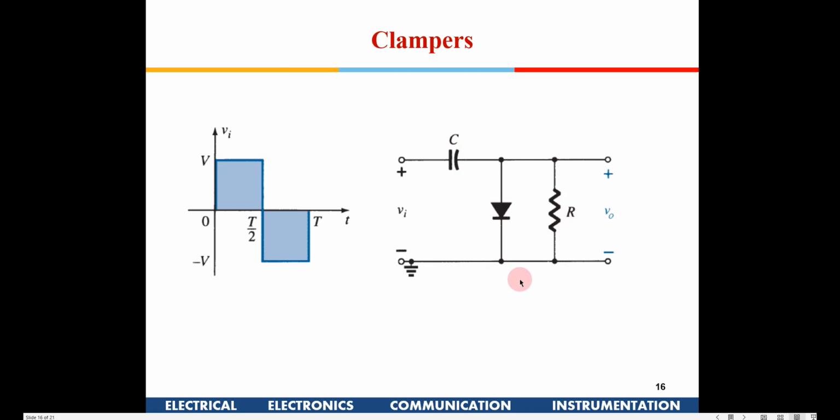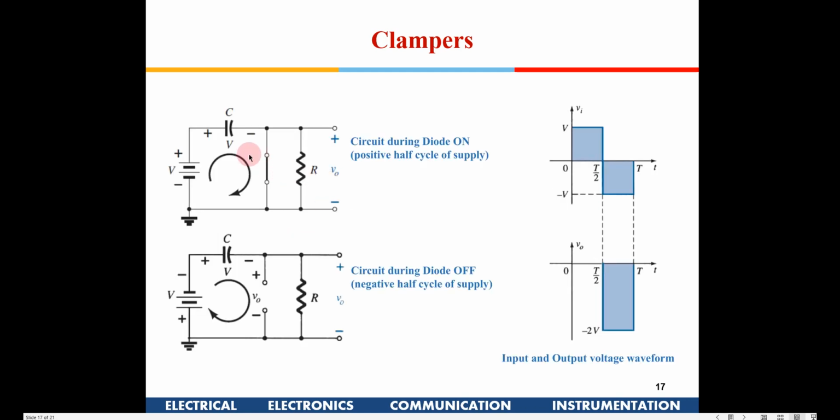For that, the rule is whenever the diode is forward biased, we have to see what happens to the capacitor first. Then we have to split this into what happens during the positive cycle and what happens during the negative cycle. So you have to analyze it in 2 steps. Here, during the positive cycle, this diode is closed.